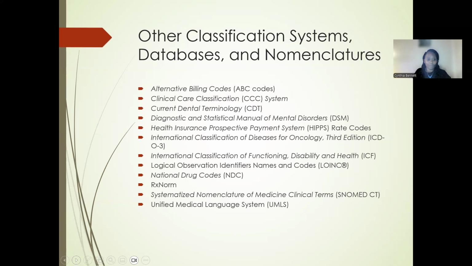You'll have your RxNorm. You'll also have the SNOMED-CT, and then you'll have the UMLS. Now, you may not use all of these. You may use some of these. You may use one or two of these. So it just depends on where you're working and what type of coding you're actually doing. So, for example, if you're doing mental health, you're going to use the DSM. You're not going to use dental because you're not working in dental. So you're not going to use all of these. So these are just things that you need to be aware of just in case you hear about them. But where you work will determine which one of these classification systems you'll be using.